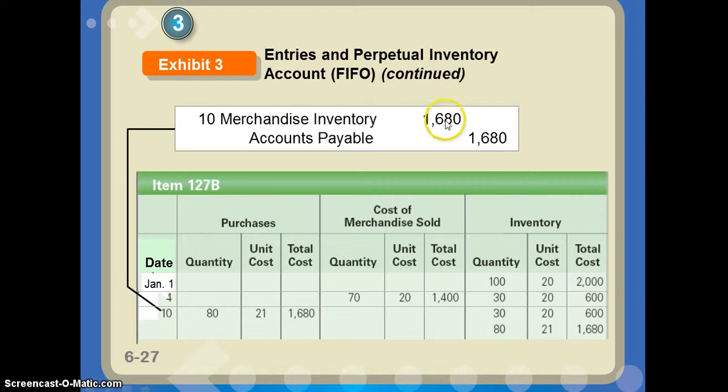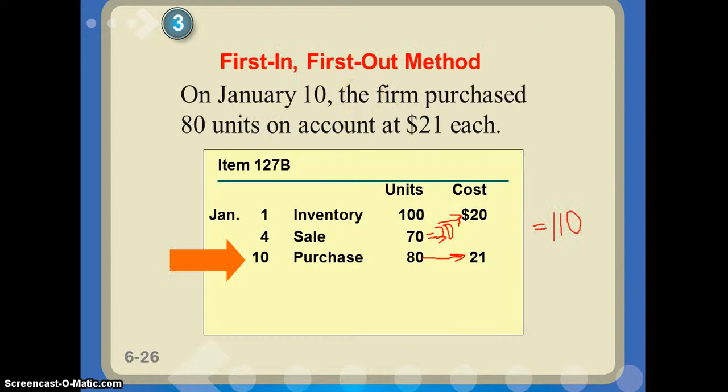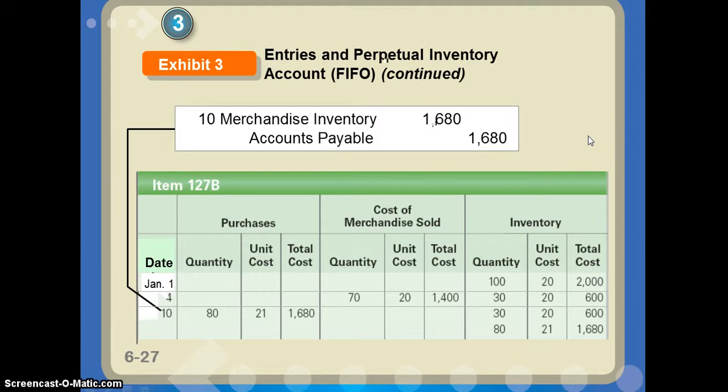Here is our purchase. Our merchandise inventory goes up by $1,680. Our accounts payable also goes up. We purchased, again, 80 units at $21 on account. Here is your journal entry. Please record that.